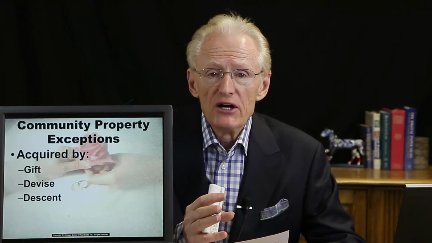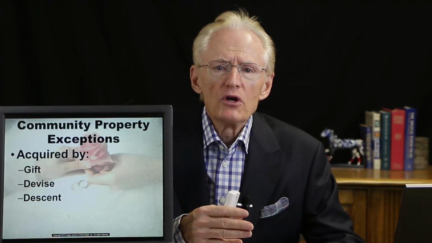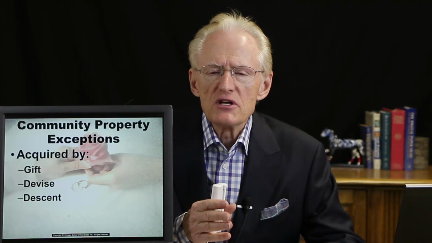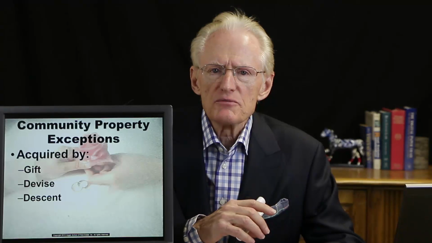Also, devise or descent, in other words, through inheritance. So let's say your grandmother passed away and in her will, she named you as the heir to a piece of real estate that she owned, and she didn't name you and your spouse. In that circumstance, that property would be your separate property.